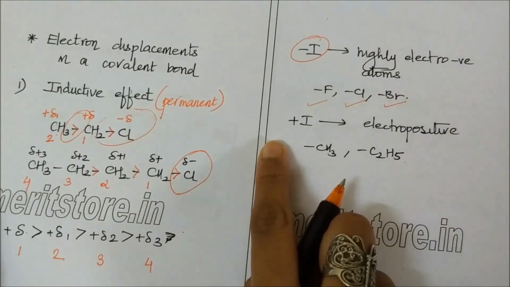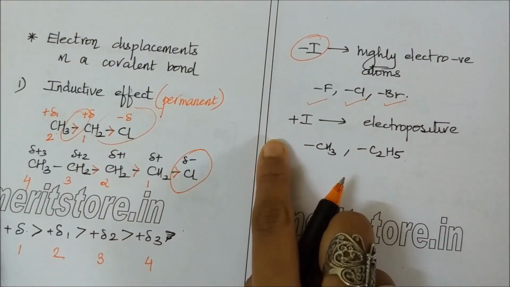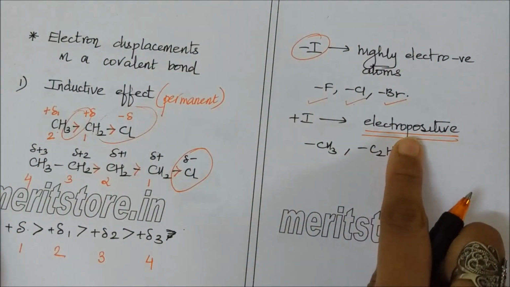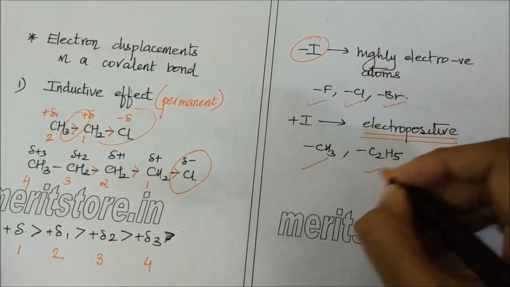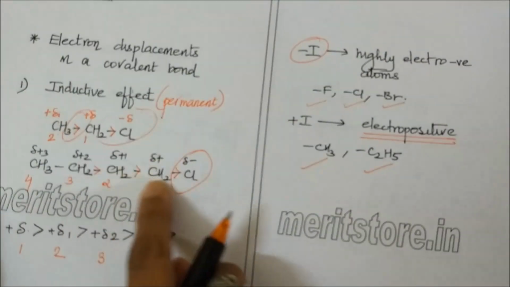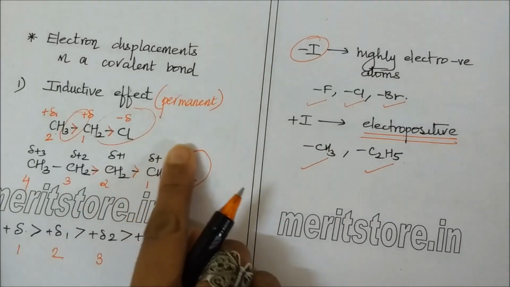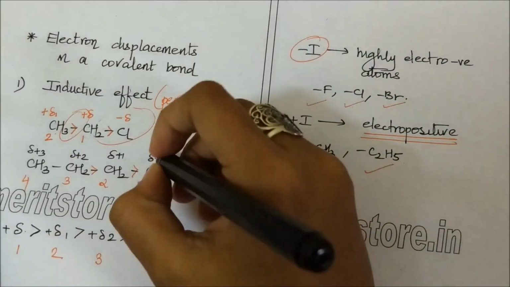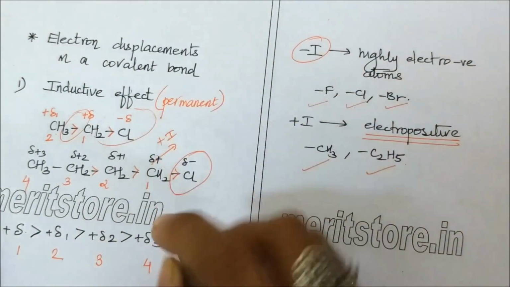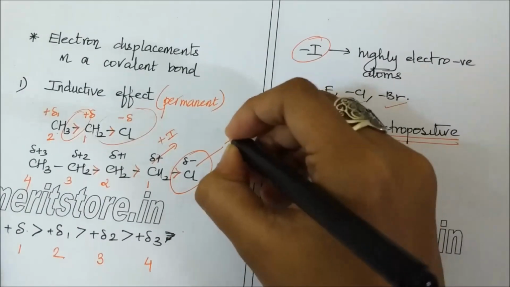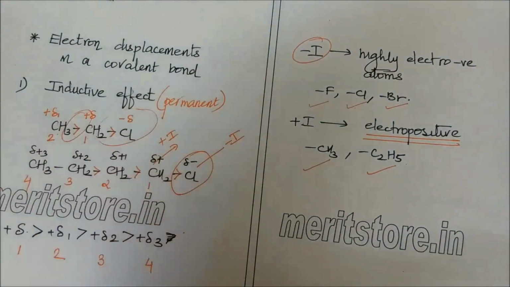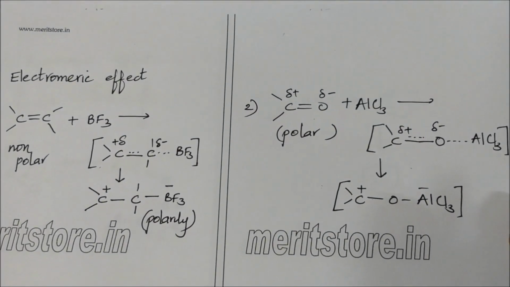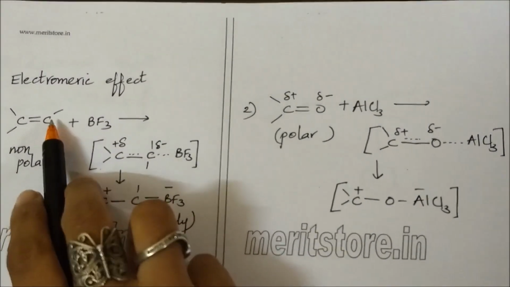Plus I effect means losing electrons, and that is seen in highly electropositive groups like CH3, C2H5. In this case, CH2 is losing its electrons or giving its electrons to chlorine, and hence it shows plus I effect, whereas chlorine shows minus I effect. Let us look at our second effect, which is electromeric effect.